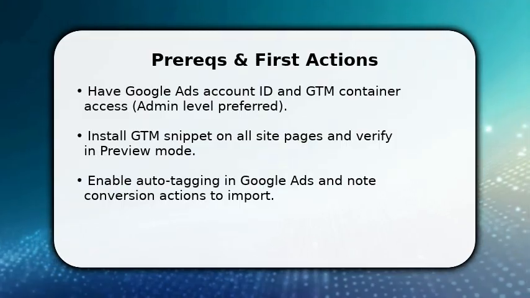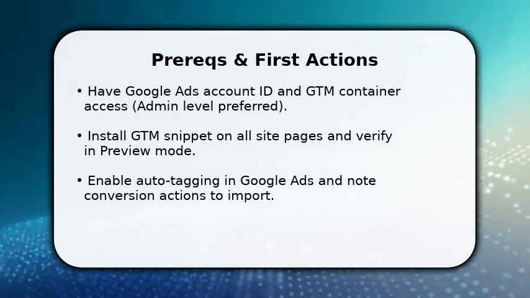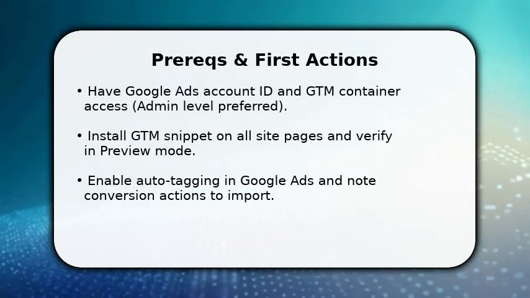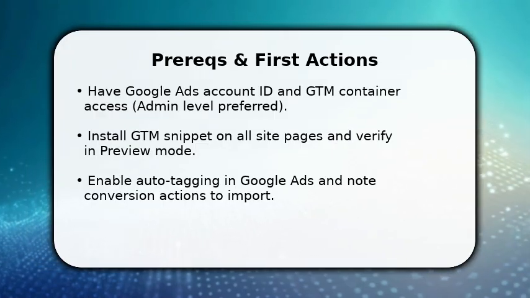You start by confirming access. Sign into Google Ads and open your GTM container. You need edit permissions to create tags. Once done, ensure the GTM snippet is live on every page and enter preview to confirm firing.